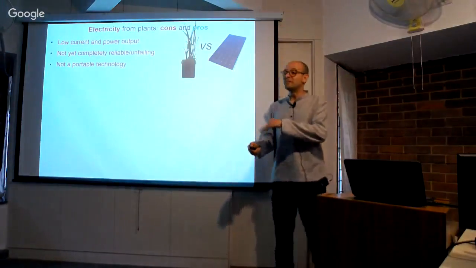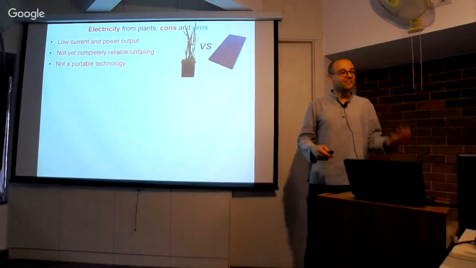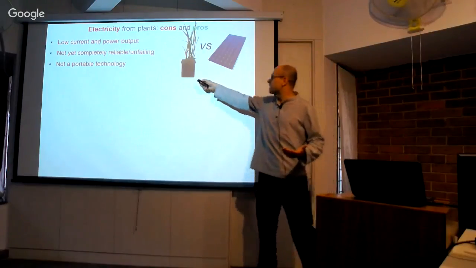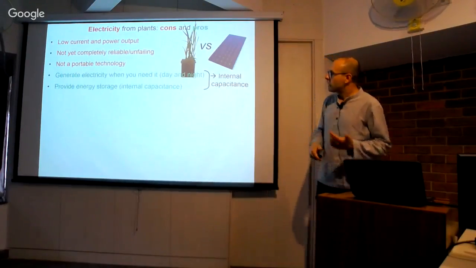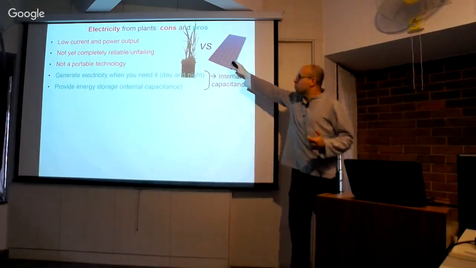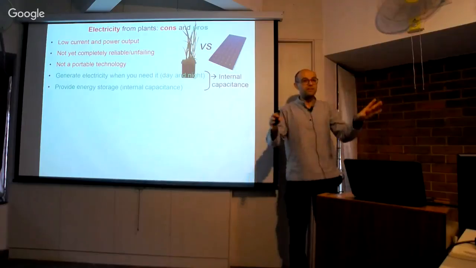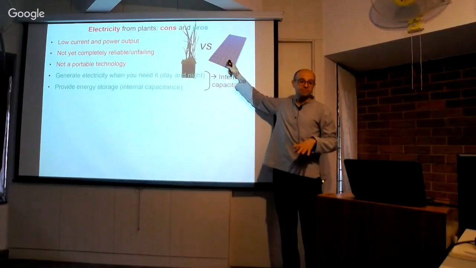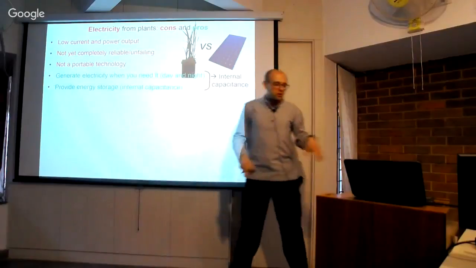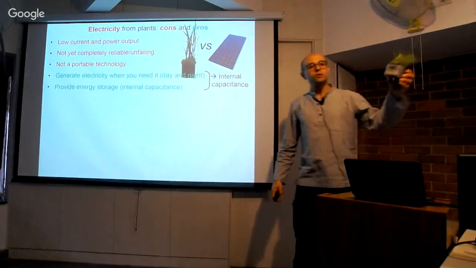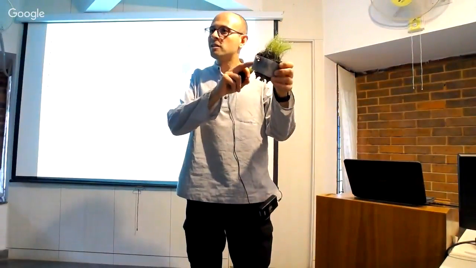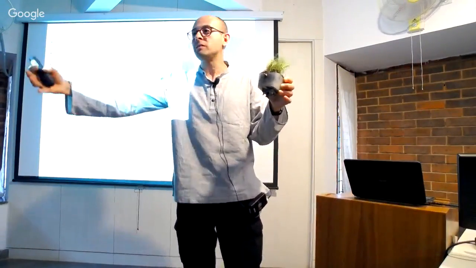But let's go to the good part. Why I think there is good value in working on and developing this technology. First of all, this one generates electricity only when there is light. When it is dark, there is no electricity generation. This one generates electricity also in the dark, because you remember that what generates electricity in this system are actually the bacteria that get fed by the plant. And the bacteria, of course, are metabolically active also during the night.